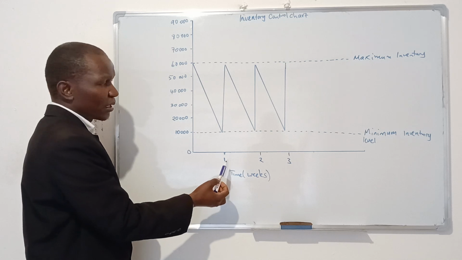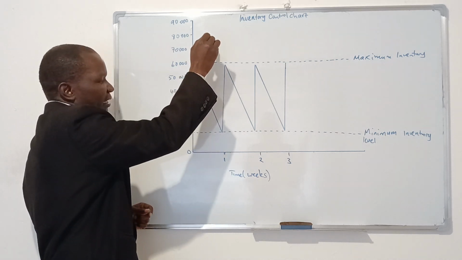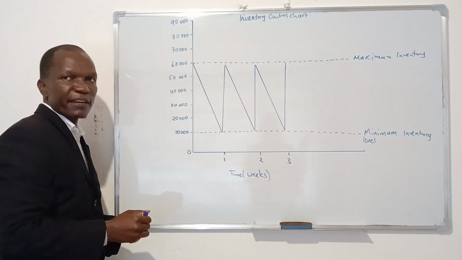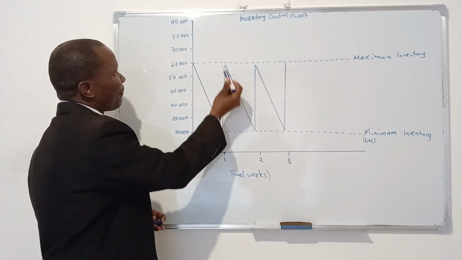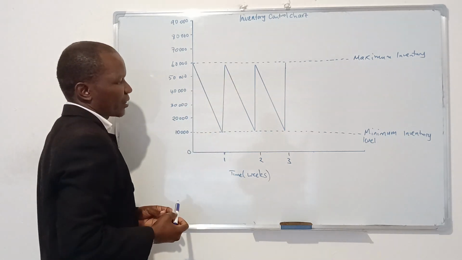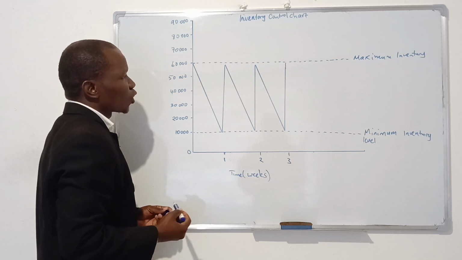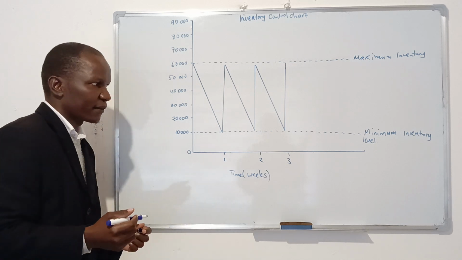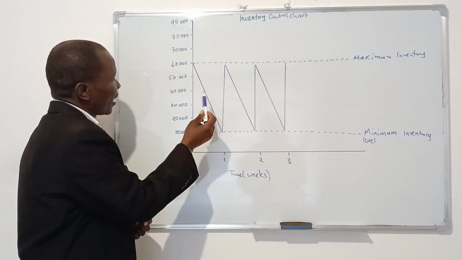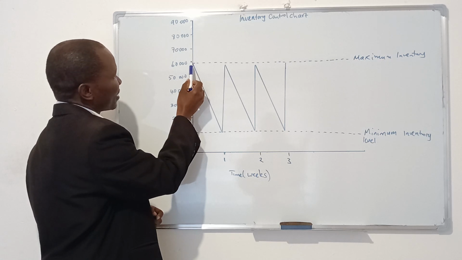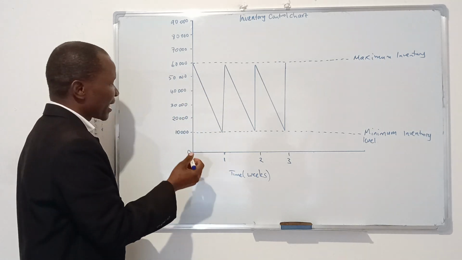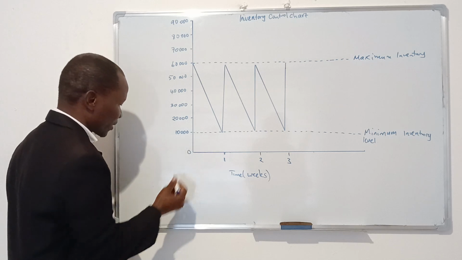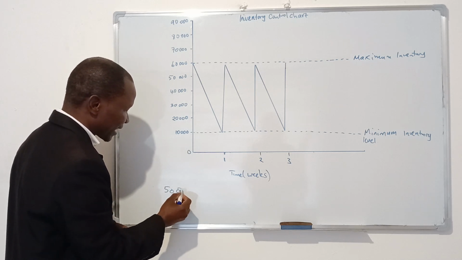So this vertical line you're seeing here shows that we've bought some more inventory from our suppliers, and our inventory level goes back up to 60,000 here. So you should be able to pick something. In this case, if we used inventory from 60,000 to 10,000, how much did we use? We used 60,000 minus 10,000, so we used 50,000 units.